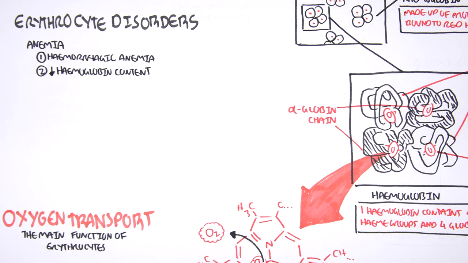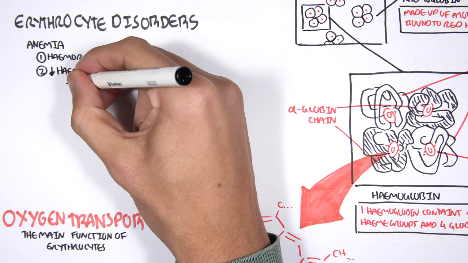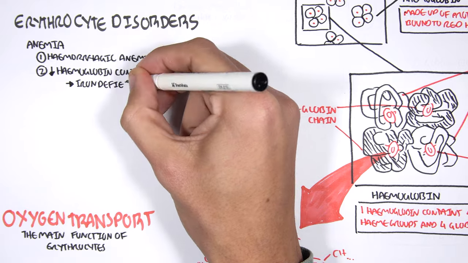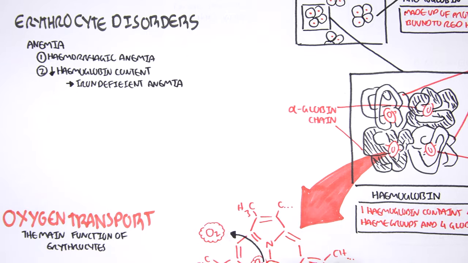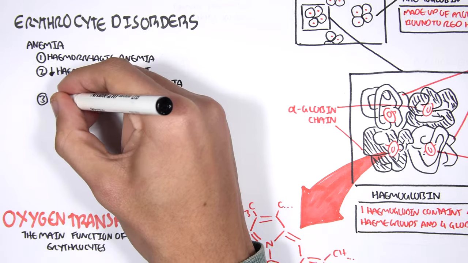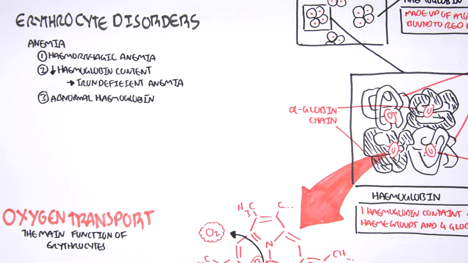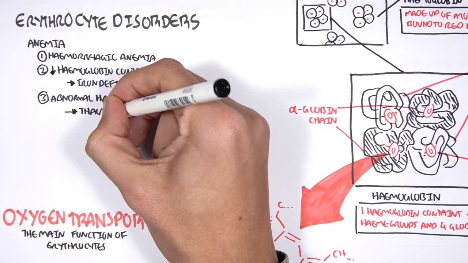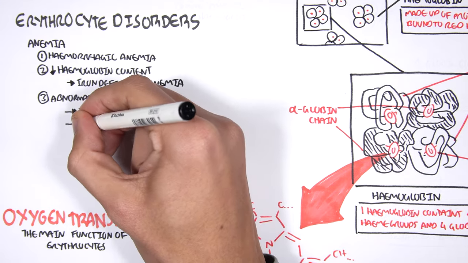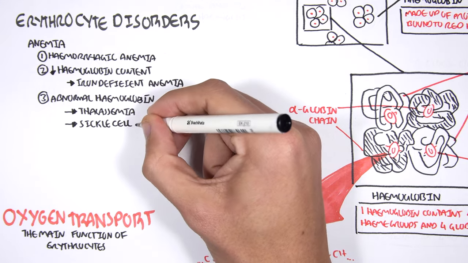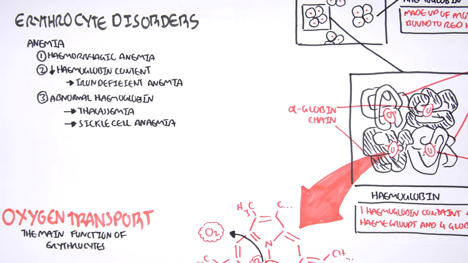An example of this is when we don't have enough iron in our body, and so we cannot produce proper hemoglobin molecules. Another one is when we have abnormal hemoglobin altogether. When we have abnormal hemoglobin, there's something wrong with the synthesis or the genetics of it. An example of abnormal hemoglobin production is in thalassemia as well as sickle cell anemia.